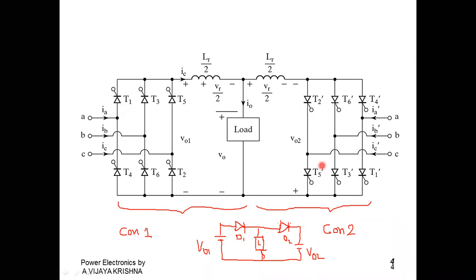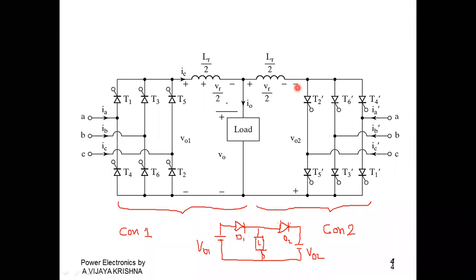Here the average output voltages for both three-phase converters are V01 equal to Vm cos alpha 1 and V02 equal to Vm cos alpha 2, with phases cos of omega t minus 120, omega t minus 240, like that. In normal operation, the output voltage V01 of converter 1 has upper positive and lower negative polarities, and the output voltage V02 of converter 2 has upper negative and lower positive polarities.